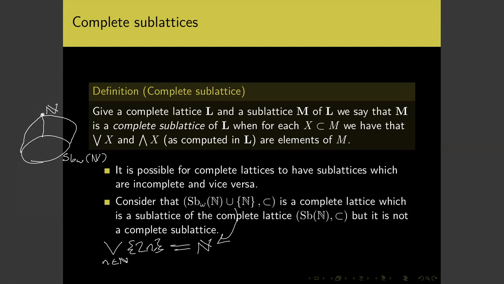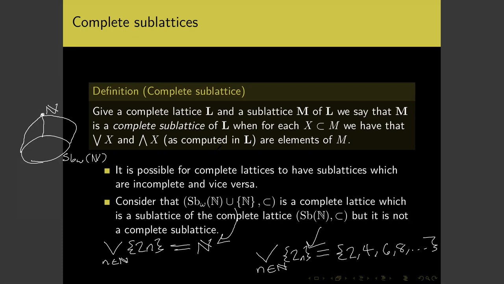And so I would get an infinite subset, except there are none. And so the only upper bound and the least upper bound is the natural numbers. However, in the second lattice, if I compute the same join of all of these singleton sets, I'm actually just going to get their union, which is the set consisting of all of the even numbers, 2, 4, 6, and so forth. And so these two elements are not the same. And so this is actually not a complete sublattice of this one, even though they are both complete lattices.